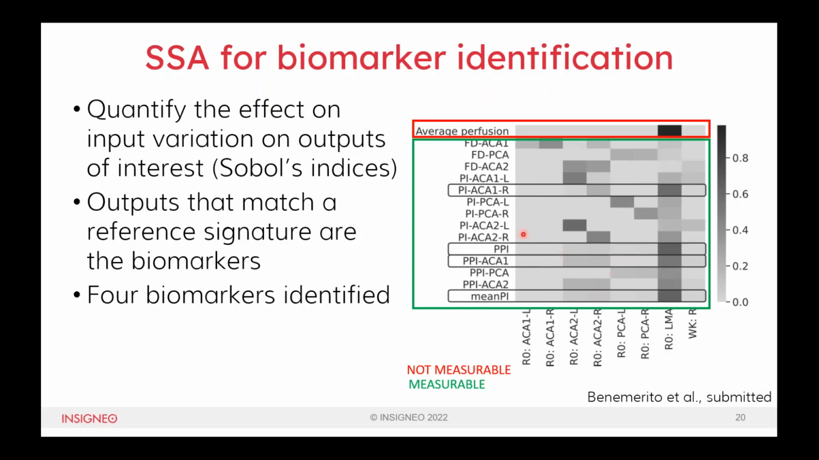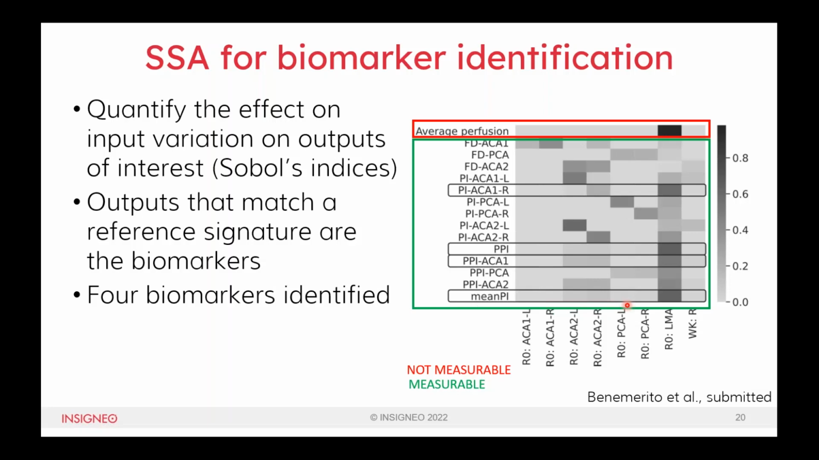So we looked for a function of the observable velocities that had the same signatures in terms of dependency. Unfortunately, we couldn't identify a variable that behaved exactly in the same way, but we identified four different biomarkers, four different functions that had a fair dependency on the radius of the leptomeningeal anastomosis as the average perfusion, but there was also some contribution from other parameters of the model.